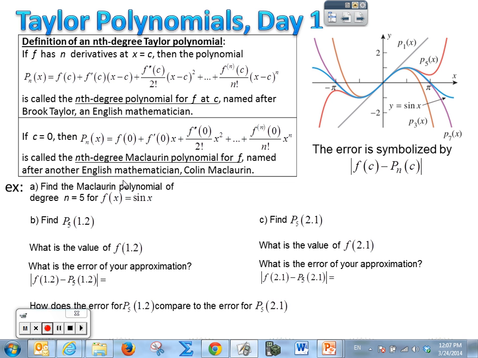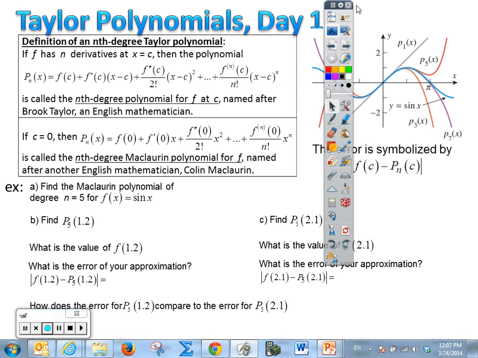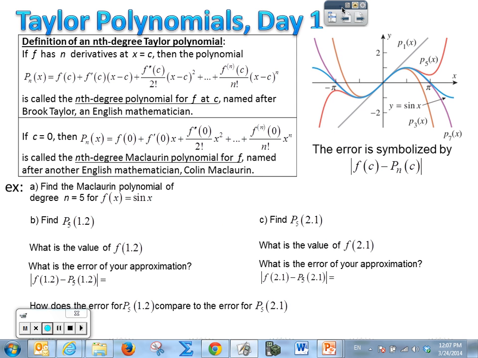Here I'm centering at 0, so I'm going to want to have f prime of 0, f double prime of 0, and so forth. For space's sake, I'm going to write it here, but then I'm going to have to erase. So let's generate our first 5 derivatives. Our function is sine.